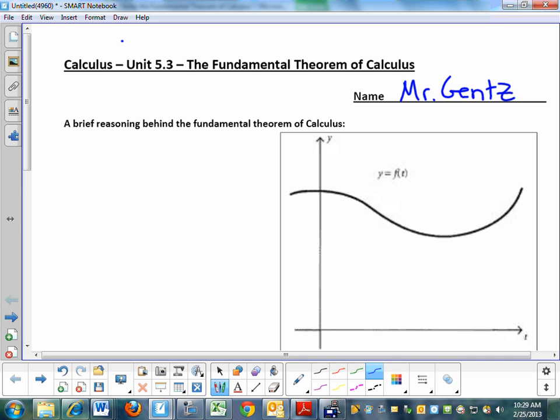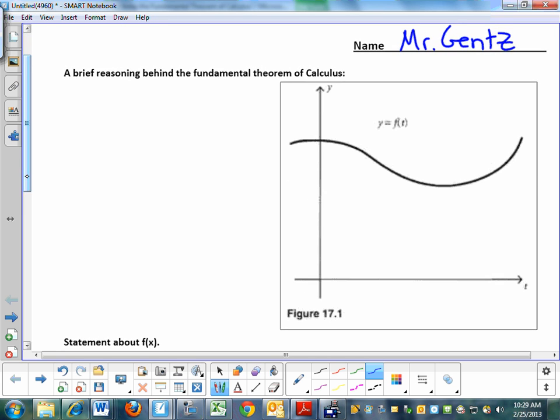Okay? So I want you to understand that this is not a proof, especially for you, YouTube Nation, but this is to help you understand the reasoning behind what we're doing. Okay? So this will help you understand. So this is a brief reasoning, not a proof. If you'd like to see a proof, go ahead, check out your book, chapter 5.3, and you'll see it.